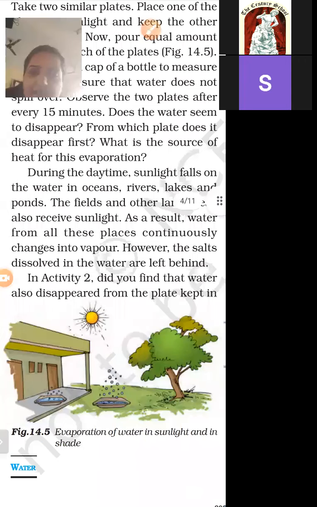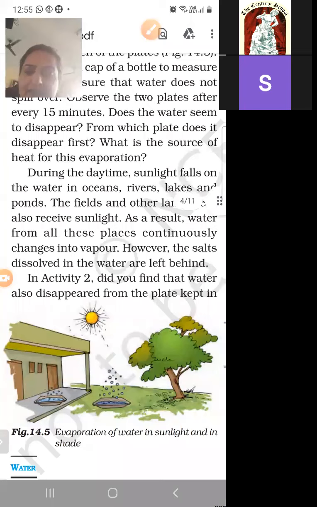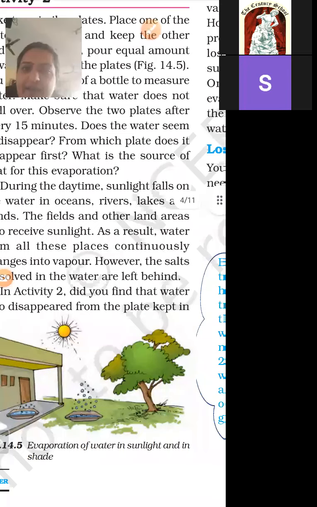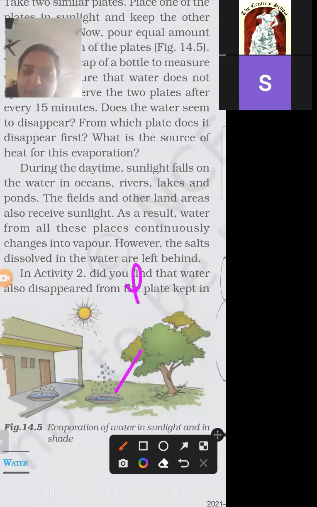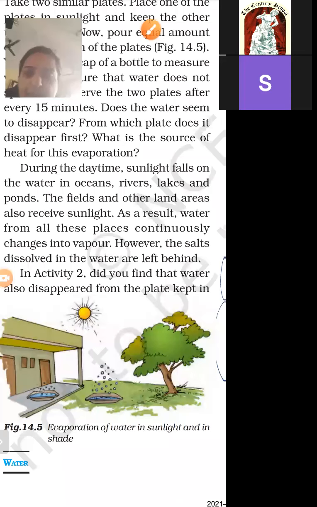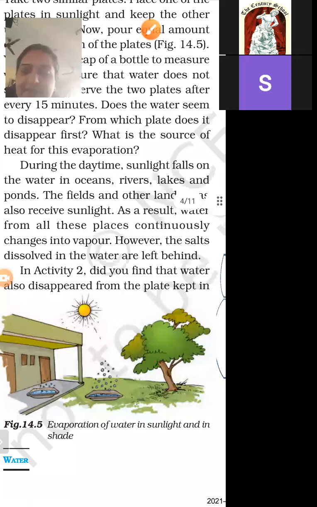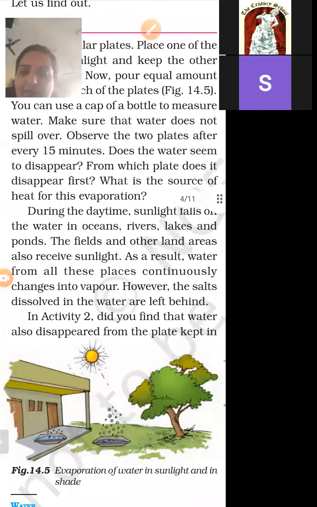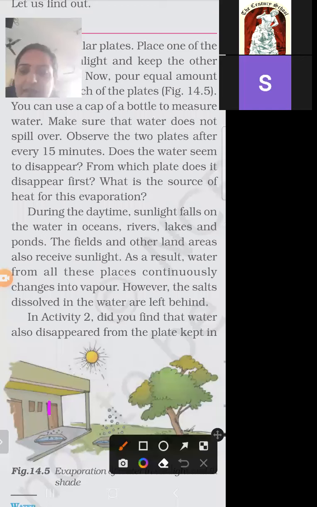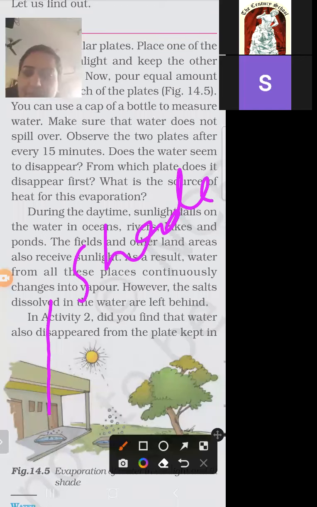In which plate will evaporation be faster? In the first plate, which is kept in sunlight, evaporation will be faster. Why is it faster? Because sunlight is needed for evaporation. And the plate kept in the shade also evaporates. The water kept in the second plate in the shade will also evaporate.